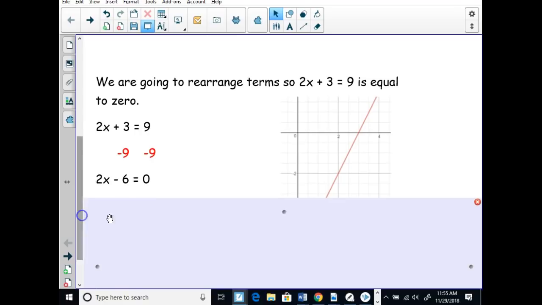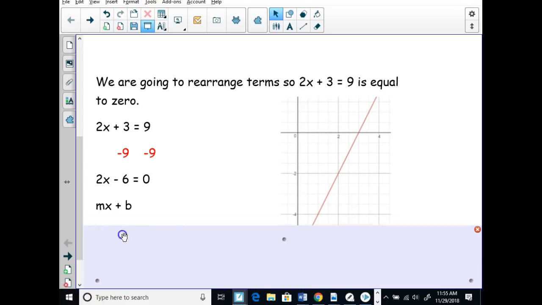Now this 2x minus 6 should look familiar to you, something like mx plus b. I'm going to graph it now, and I already have it graphed for us. You can see my x-axis and my y-axis. My b is my y-intercept. I have a negative 6. My slope is my 2, so I'm going to go up 2 over 1, up 2 over 1.